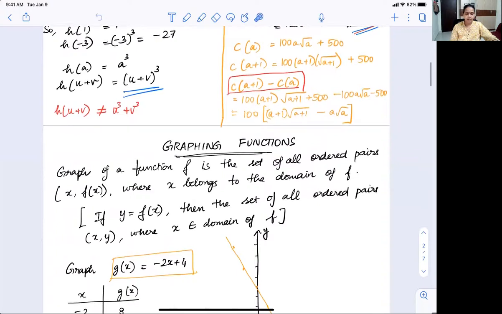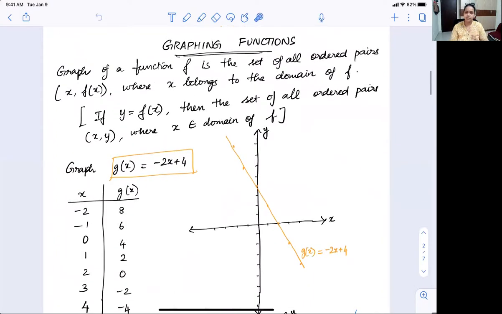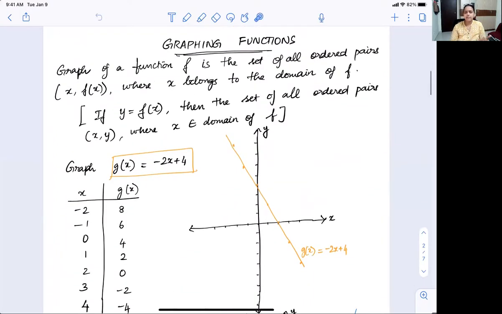Now, the next thing that I have here is to graph a few functions. So how do you graph functions? You have your input value and you have your output value f of x. So the set of ordered pairs x comma f of x, which satisfy your function. If you plot them in the xy plane, you have the graph of your function.